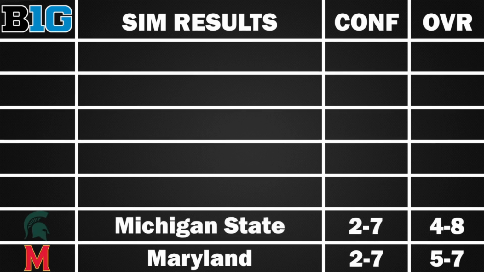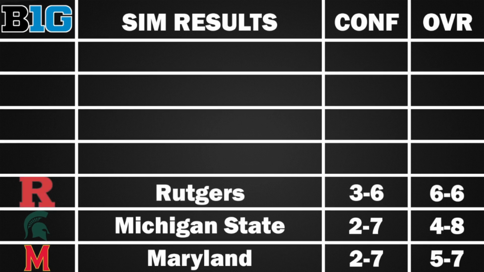Let's move on to Michigan State, 4-8, 2-7 in the Big Ten. They also had a very disappointing season. Wins over Central Michigan, Richmond, Maryland, and Rutgers. They lost to Washington, Iowa, Michigan. They lost their last 6 games. Michigan, Minnesota, Nebraska, Ohio State, Indiana, and Penn State. So lost their final 6 games of the season. And again, a big disappointment there, but not too far off from, I think, what most people would expect from Michigan State this year.